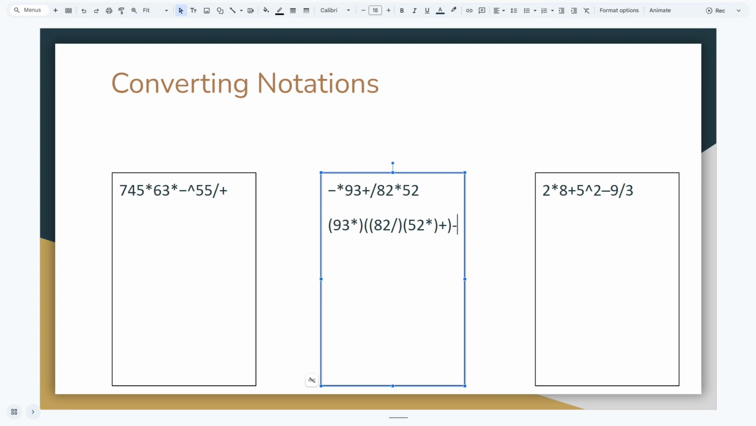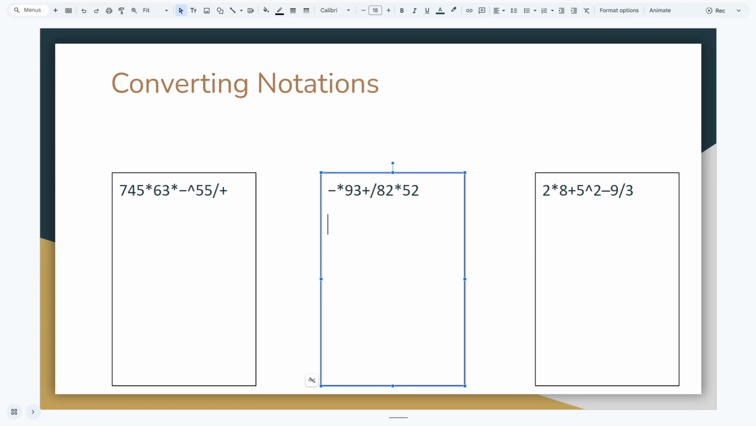And now, remember, this is postfix. Since it's in operand operator format, we just don't really need these parentheses. Those are just there to show you that they're one operand, just to group the symbols together. And now we got our answer. Minus multiply 9,3 plus divide 8,2 multiply 5,2 in prefix is equal to 9,3 multiply 8,2 divide 5,2 multiply plus minus in postfix.